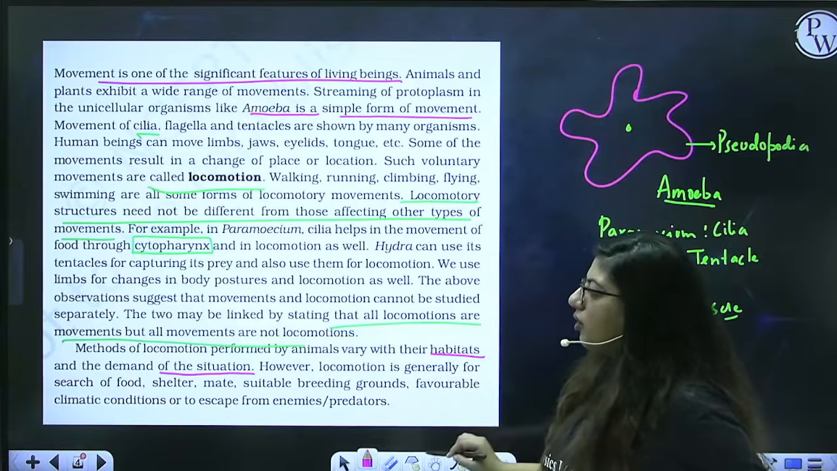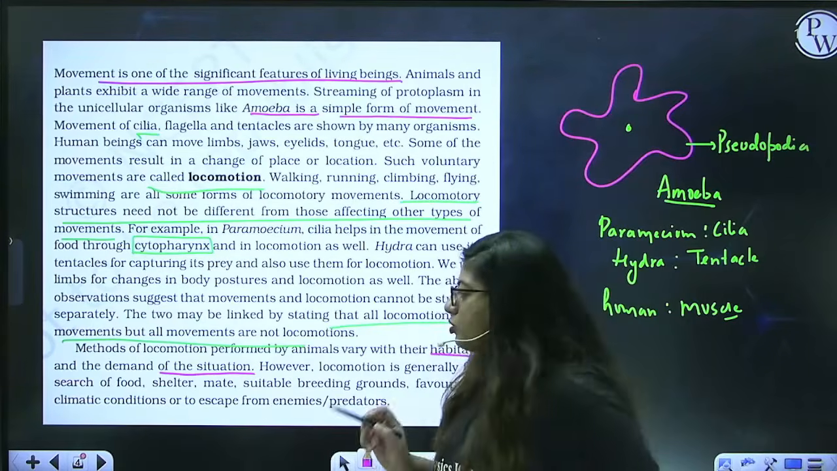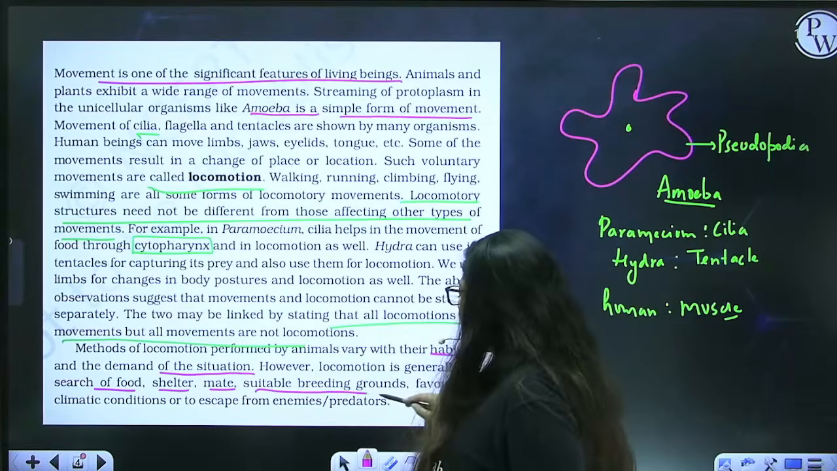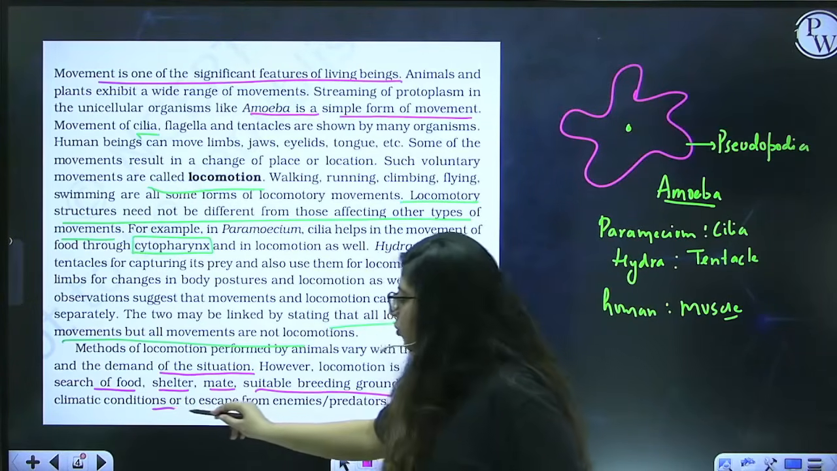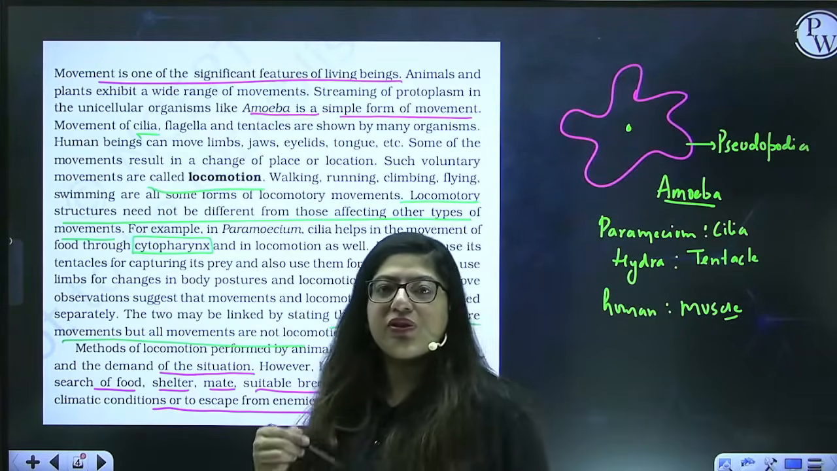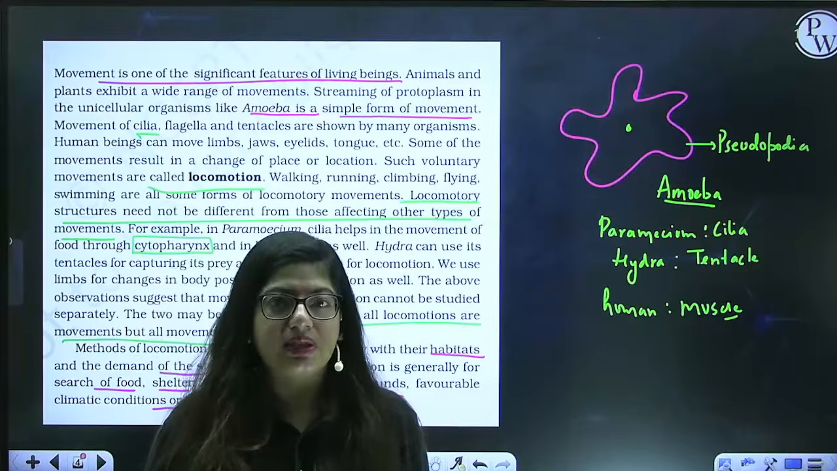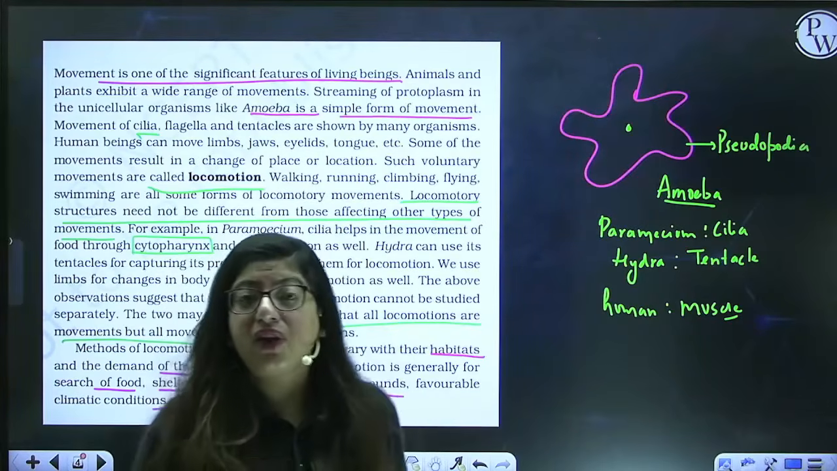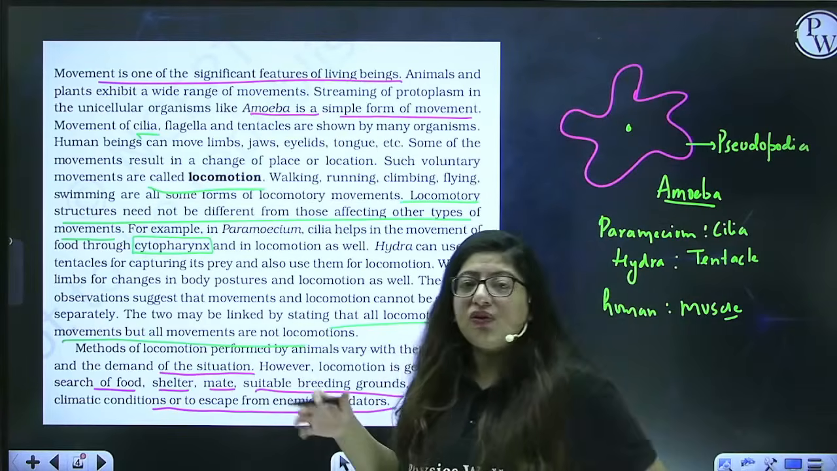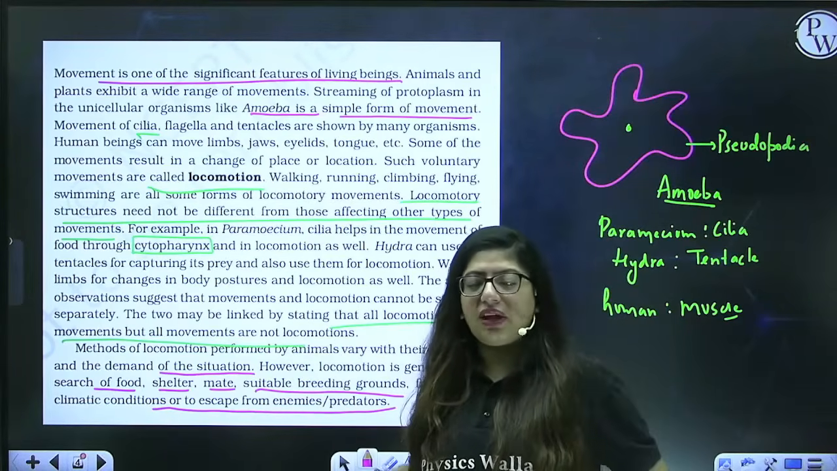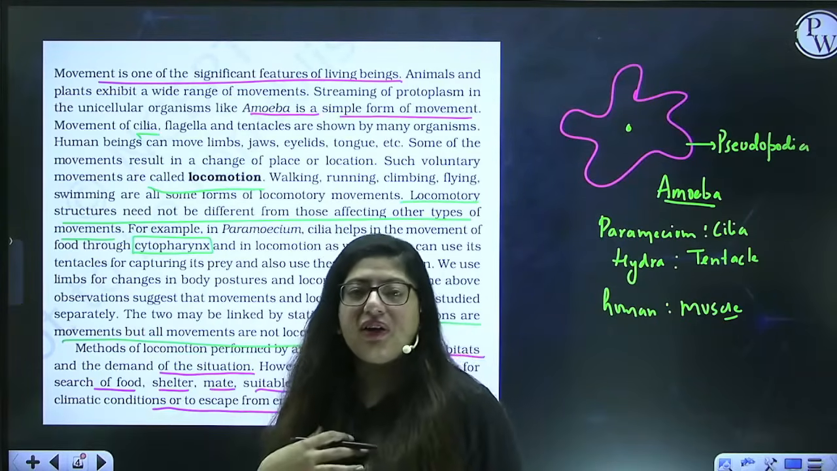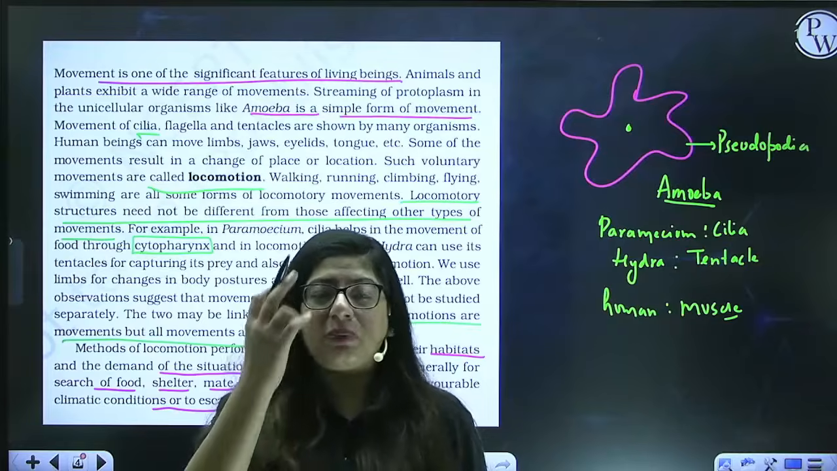However, locomotion is generally for, why do we have locomotion? We have it for search of food, shelter, mate, suitable breeding grounds, favorable climatic condition, or to escape from enemies or predators. Why, with evolution, do organisms have specialized limbs? For example, cheetah have limbs for running. Whale is a mammal, but it lives in water, so it has fin-like structures, okay, like flippers. And bat is also a mammal, it flies. We are human beings, our limbs are adapted to grasp things.